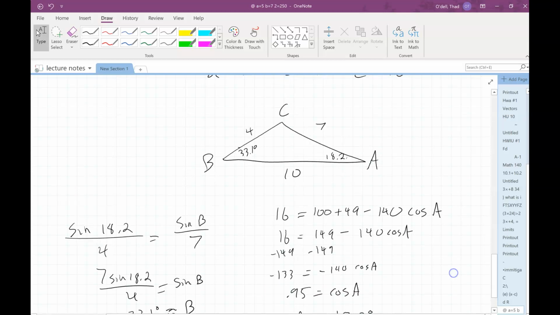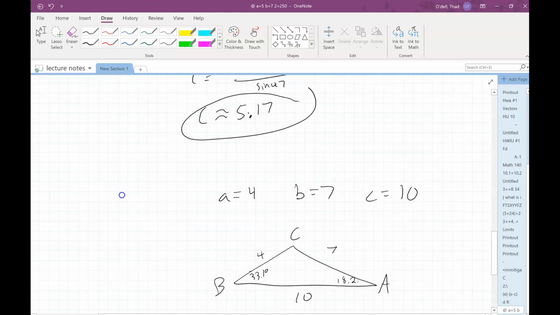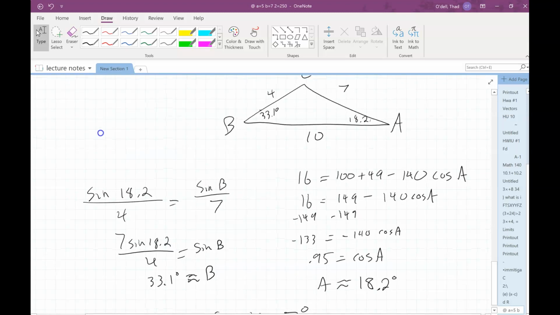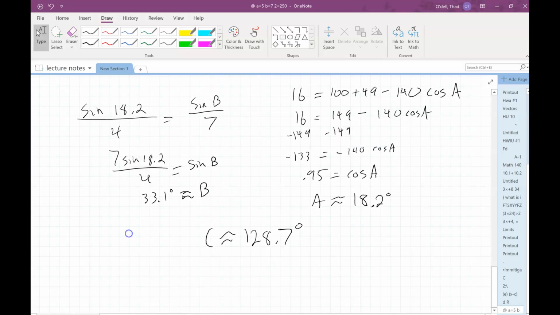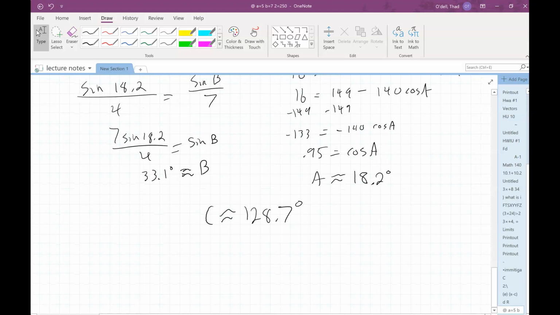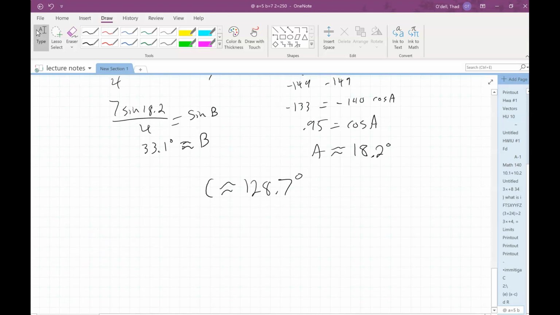Okay, so there's a mixed look at finding the angles, or solving triangles using either law of sines or law of cosines. I generally use law of sines as much as possible. When I can't use law of sines, then I turn to law of cosines. And there you have it.